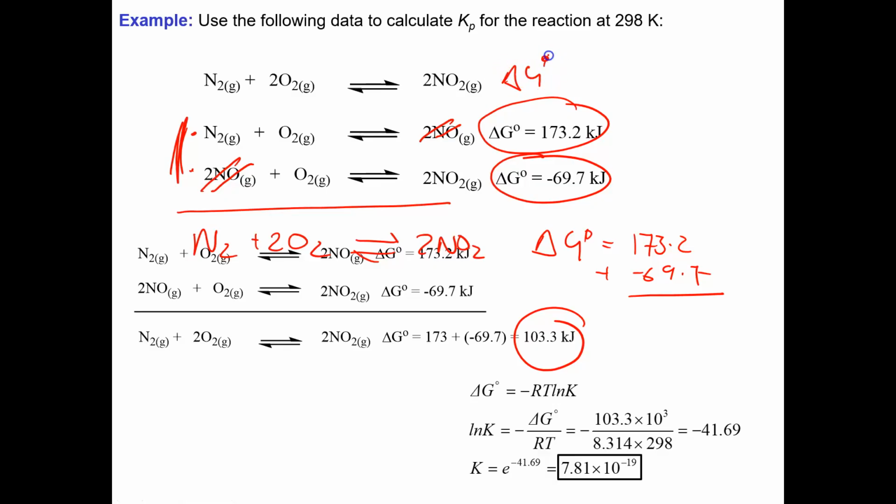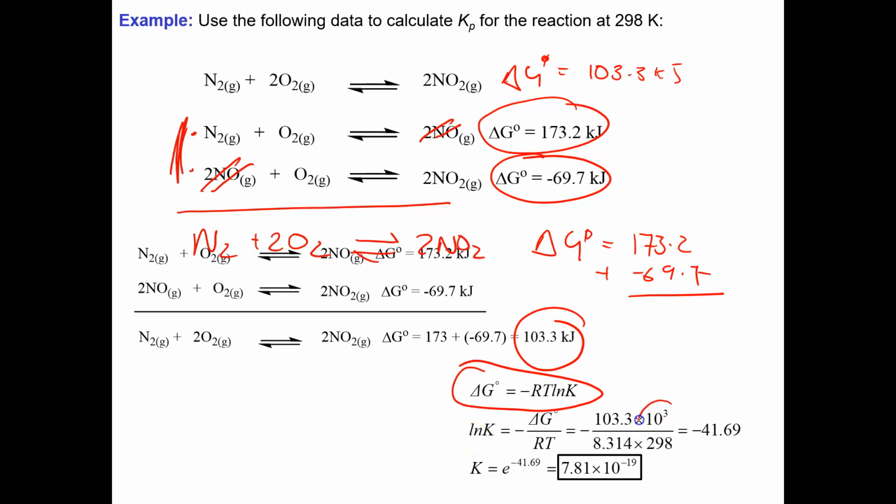So delta G naught for this reaction is 103.3 kilojoules. So this is our equation that relates delta G and K. So we can reorganize that to get log K.